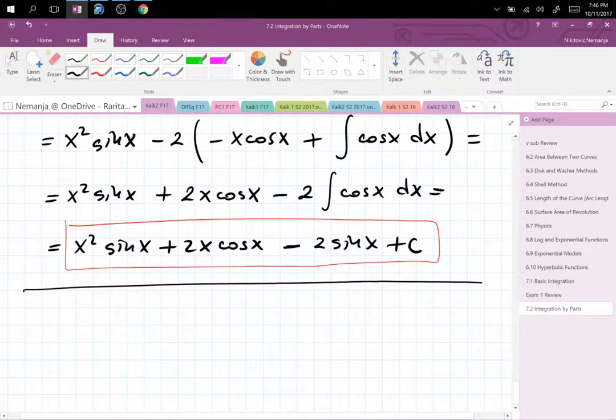Let's take a look at the problem with limits. Integral x squared ln x dx from 1 to e squared.